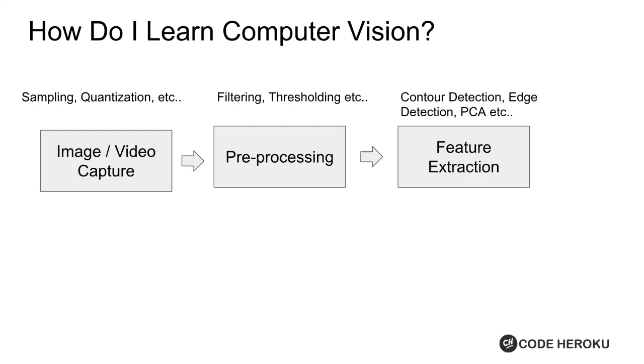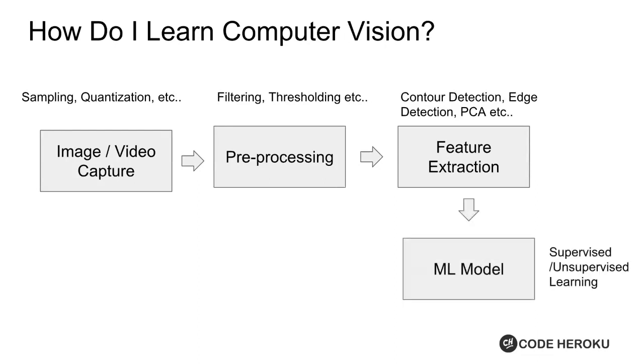For example, you could do a contour detection, you could do some edge detections, or there are some transforms such as principal component analysis, which is PCA, which you could use to reduce the dimensionality of that image and take few principal components as your primary features. And once you have extracted those features, the next thing that you want to do is build your supervised or unsupervised learning models. And that's where the field of machine learning comes in.